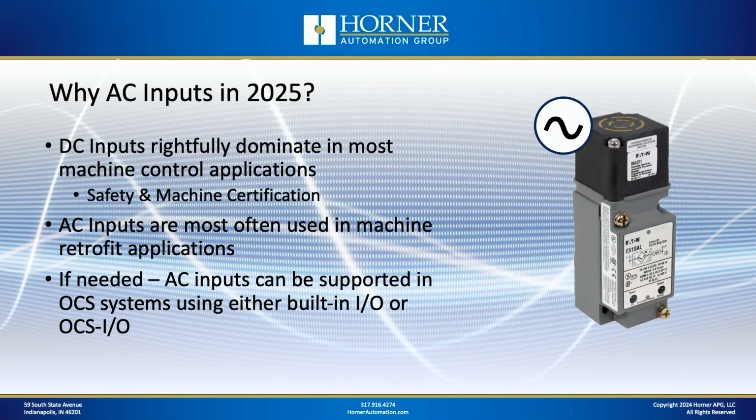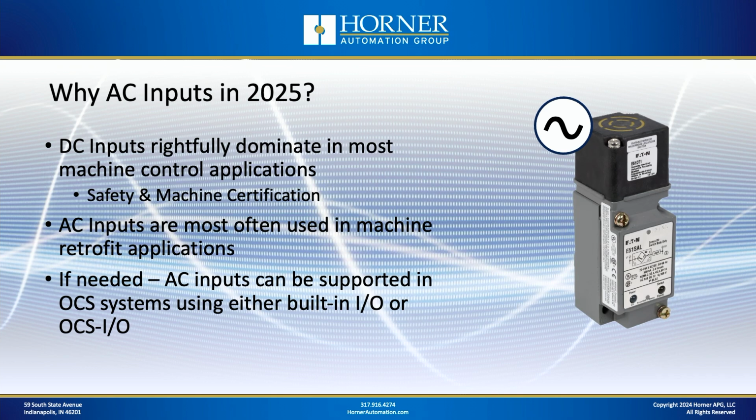Here we go. So why AC inputs in 2025? Well, we talked in the open about all the good reasons why we use DC on a regular basis. However, sometimes we have projects like a machine retrofit where there might be legacy AC sensors and the decision may have been made to leave those sensors in place. If that's the case, then we need to deal with those AC signals that are being put out by those sensors. So how are we going to do that?